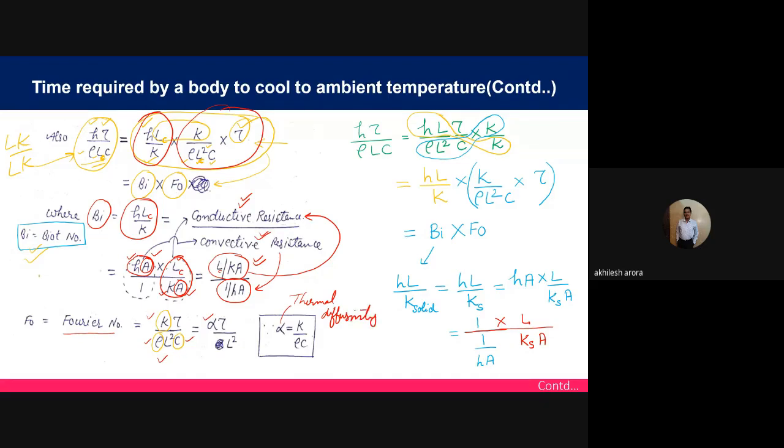Okay, so finally you get the Fourier number as alpha tau over L square. Once again, on the right hand side I have also shown how we are going to get the Biot number and the Fourier number. It's shown here.